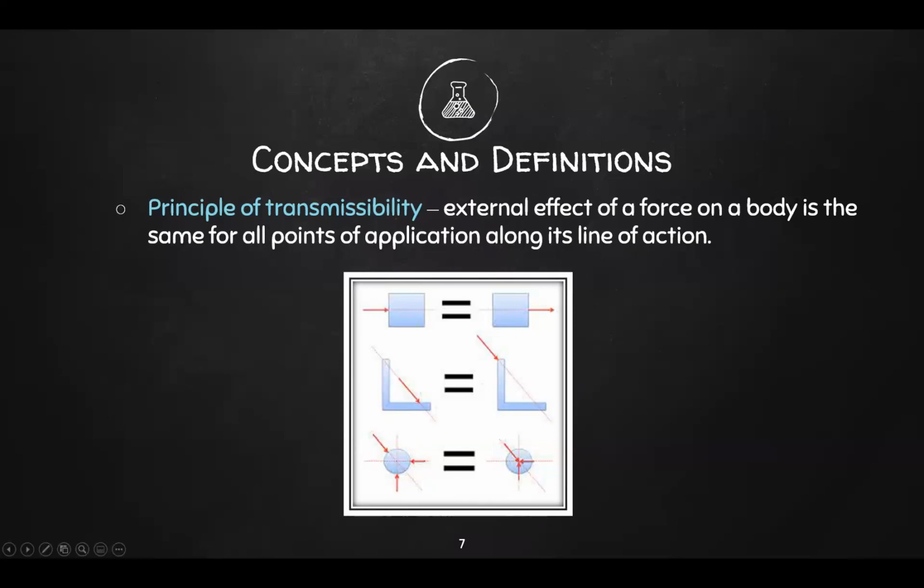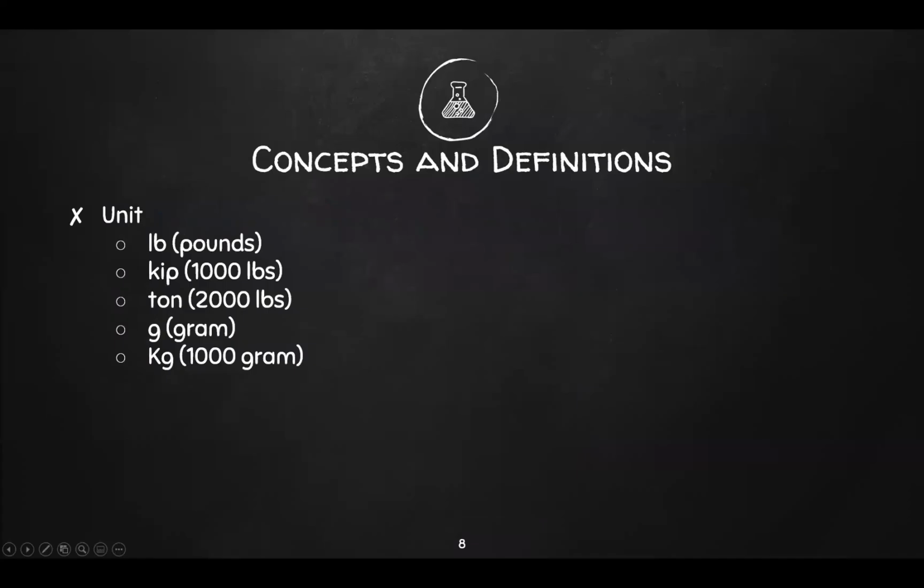Okay. Next, we have your units. We have your pound. We have kip, which is just 1,000 pounds. We have a ton, which is equal to 2,000 pounds. G for gram and kg for 1,000 grams. Kip and ton are some of the units that you might not be familiar with. So you'll know that when we talk about kip, that's just 1,000 pounds, and a ton is just 2,000 pounds. Okay?